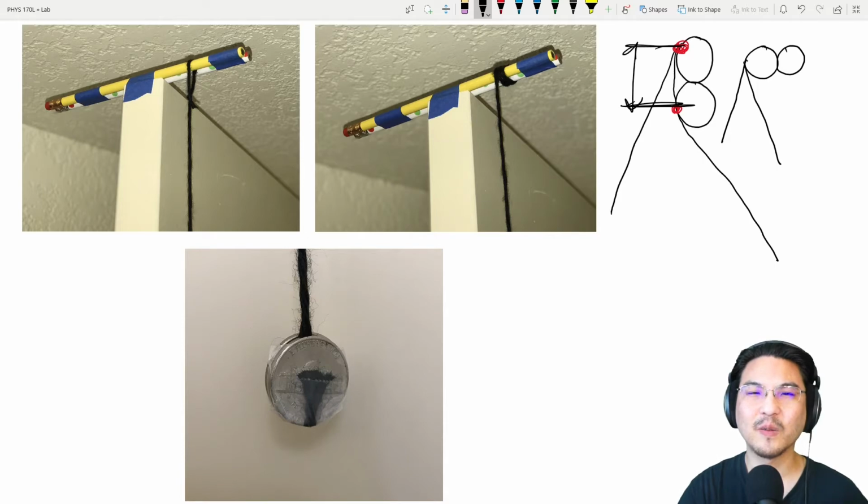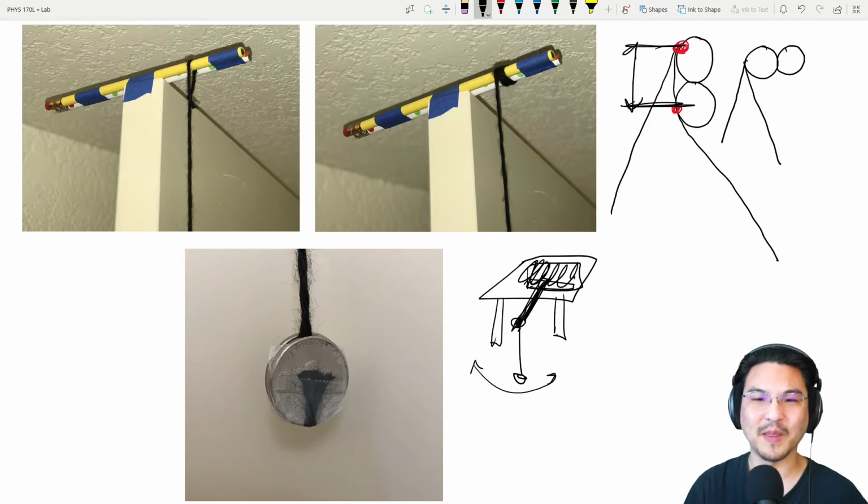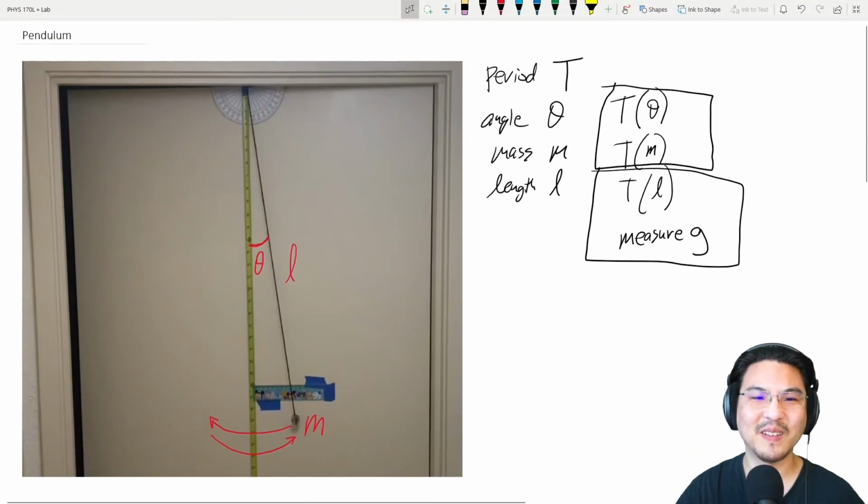And then why did I tape it to the top of a door? It would have been so much simpler just on a table. Let's say the pencils are right here, and I either put tape or something heavy to weigh the pencils down, and then it's swinging like this. That would have been much easier. But then it's kind of hard to see on camera when I video. I needed some kind of background, so that's why I did it up against the door like this.